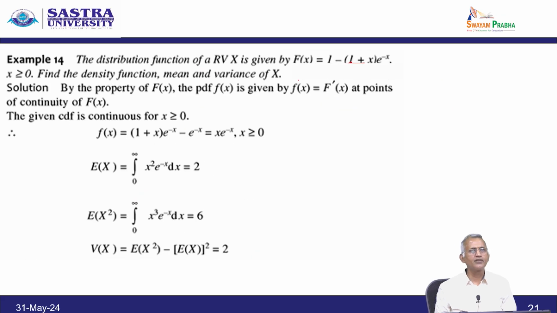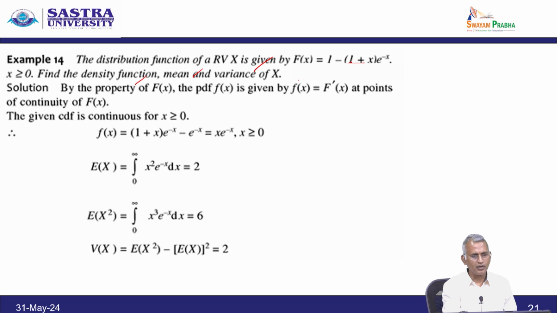Once again, let us start with example 14. The distribution function of a random variable x is given by F of x equal to 1 minus (1 plus x) e power minus x, when x is positive. Find the density function, mean and variance of x.